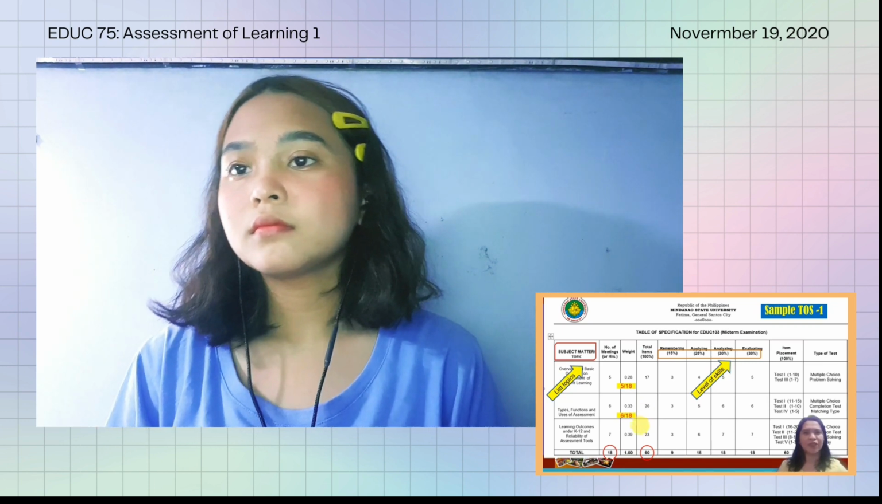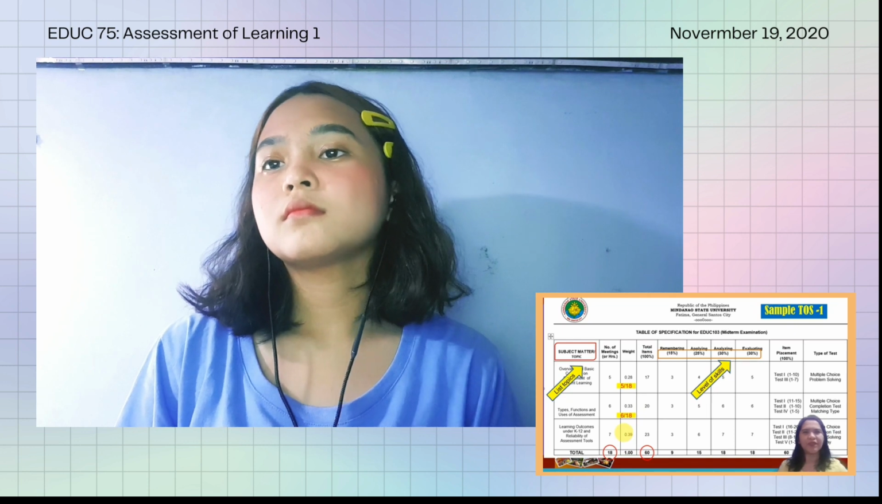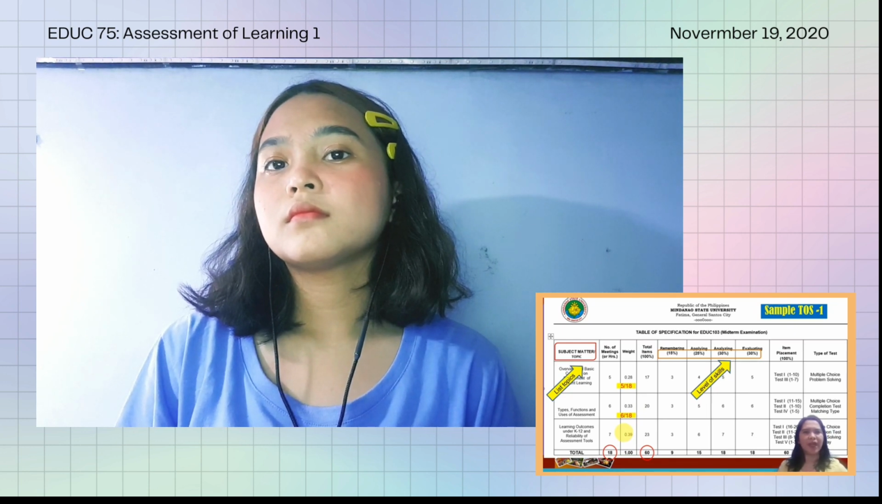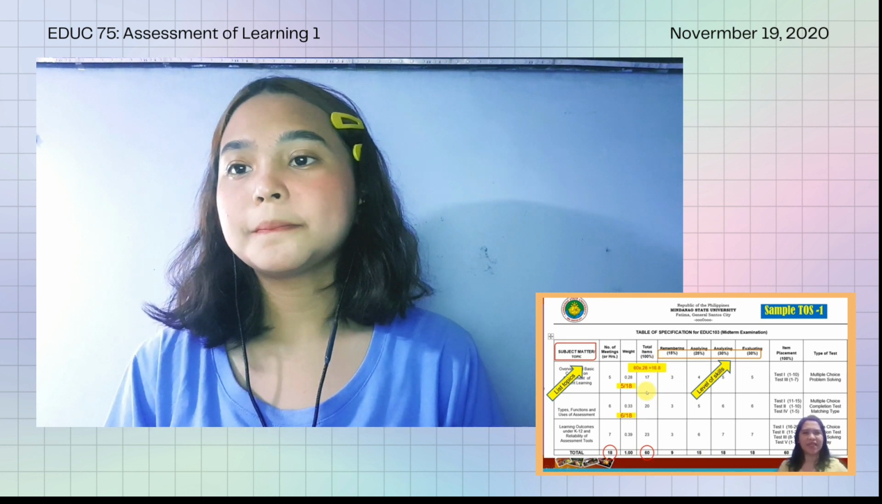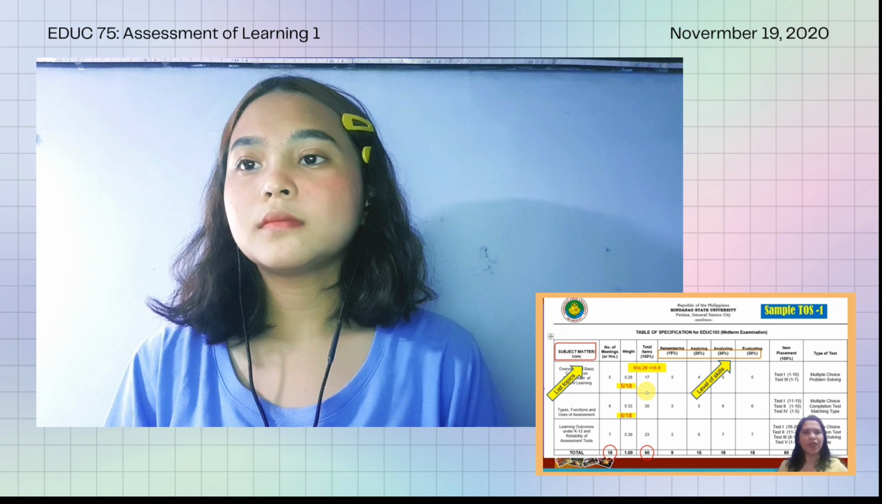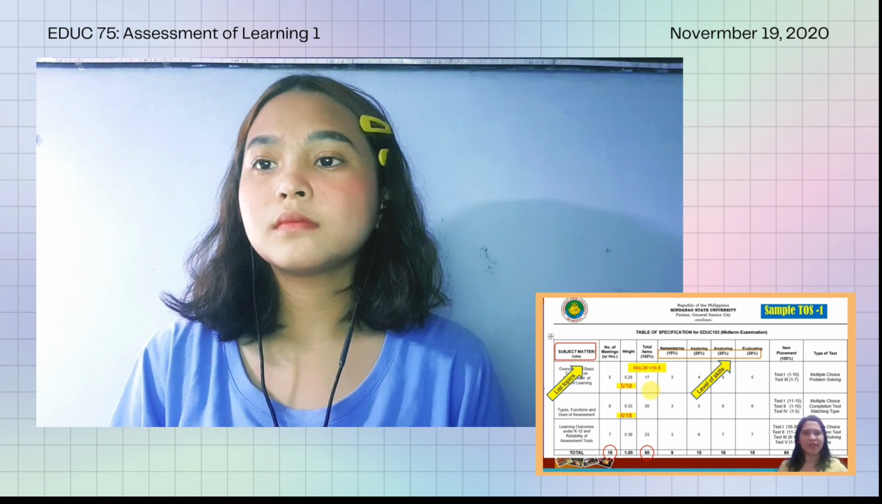Fifth, we determine the total number of the items for each topic. This is done by multiplying the total items, which is 60, by the weight of the topic, which is 0.28. For this, we have 16.8 rounded off to 17.